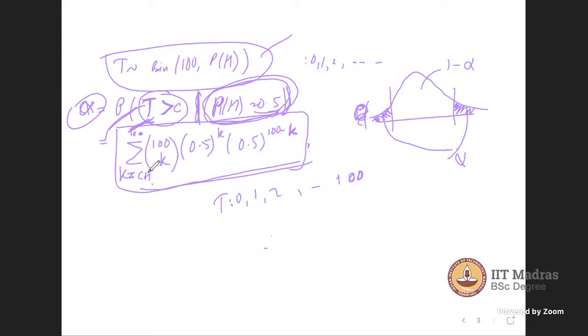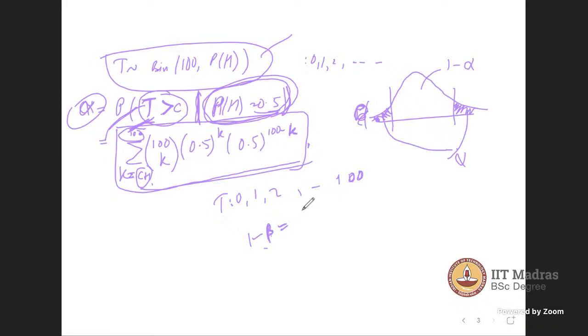Okay, ma'am. That was the only thing I was saying. Same thing while calculating the power: there also your k will vary from C plus 1 to 100. What is power, ma'am? Power is, even though you know that your alternative is true, you are rejecting your null hypothesis.